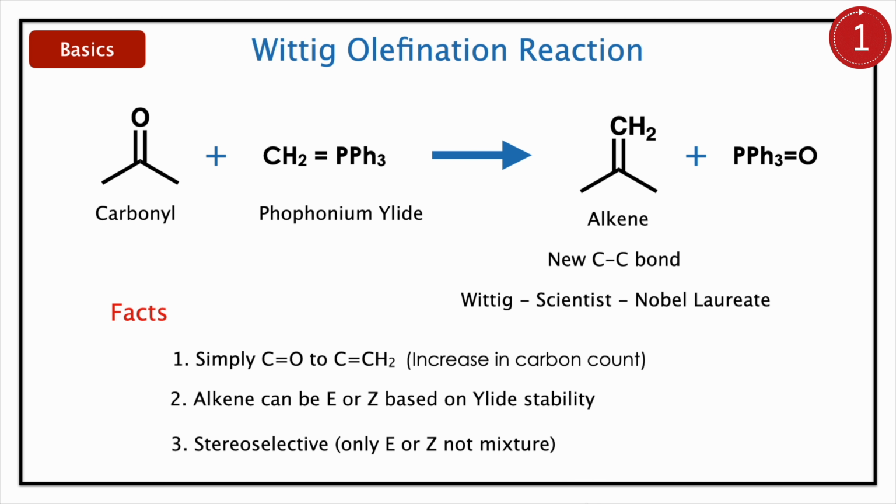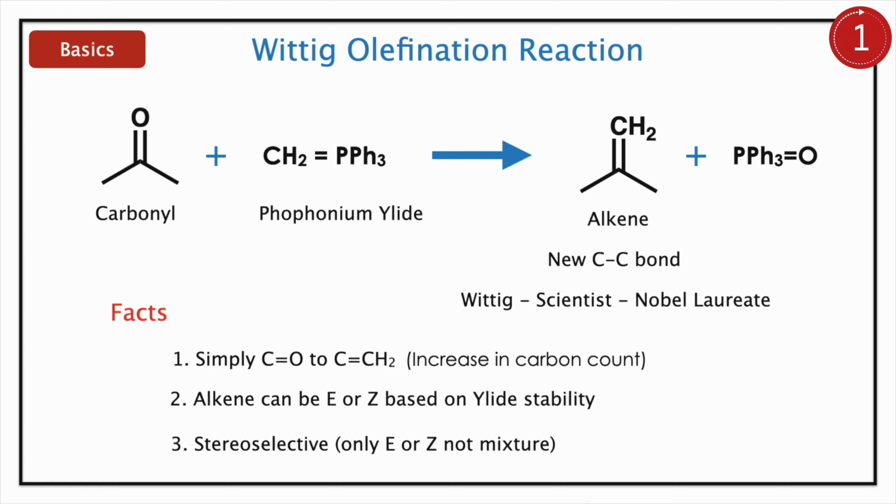At first, we will see what is Wittig reaction. Basically, it's an olefination reaction. End product is alkene. You are creating a new C-C bond. The name Wittig comes from the scientist's name. He is a Nobel laureate, very famous for his chemistry and his contributions. The starting material is carbonyl. Ylide is another starting material. End product is alkene and phosphine oxide.